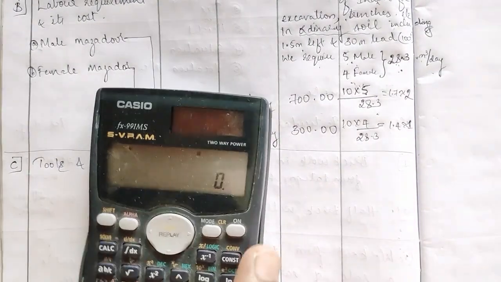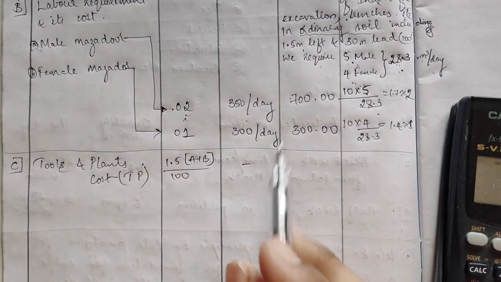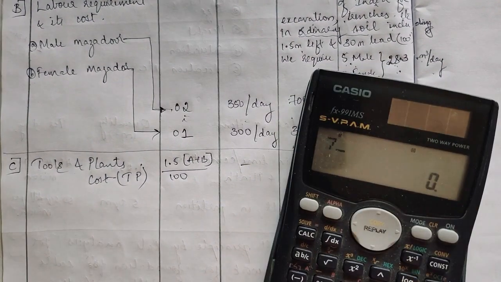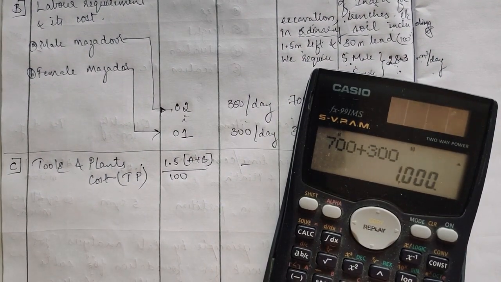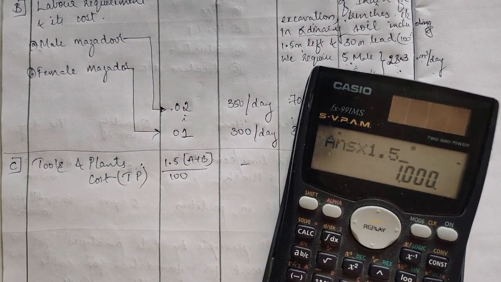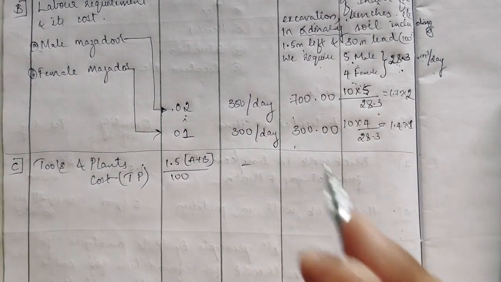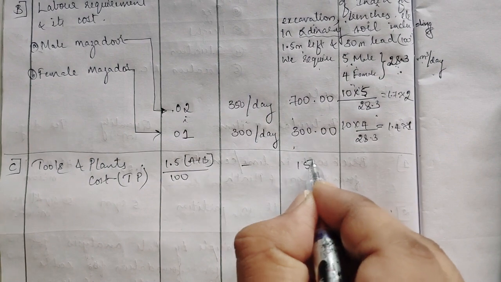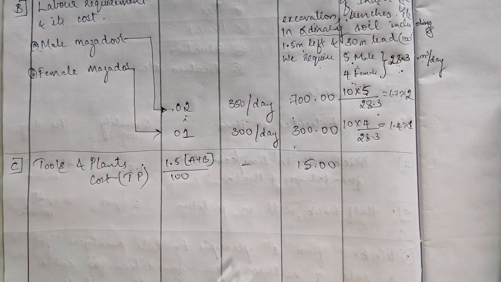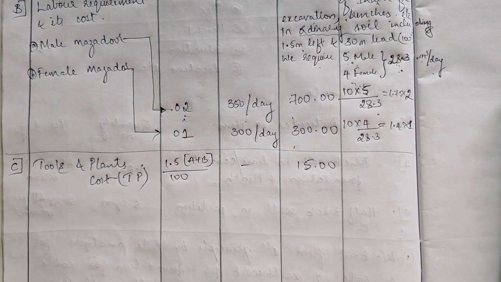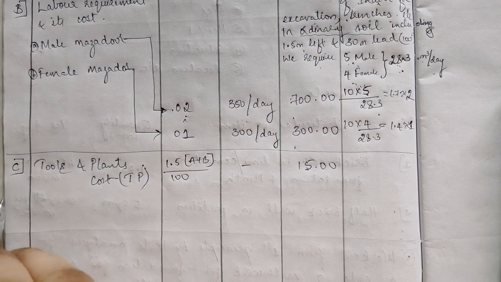So A plus B, so we know A is nothing. Okay, 700 plus 300 it is 1000. So this is first problem, so I am going in detail. So 1000, right? Now 1000 into 1.5 divided by 100 will be 15. So amount will be 15 rupees, for 10 meter cube of work.